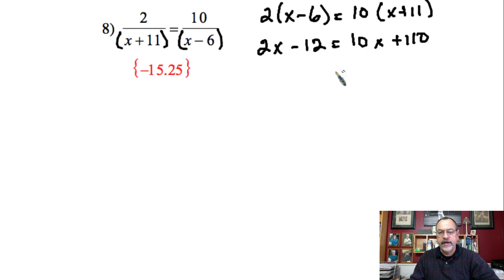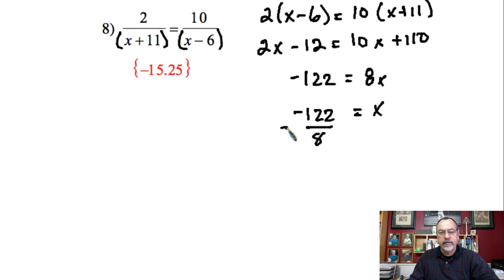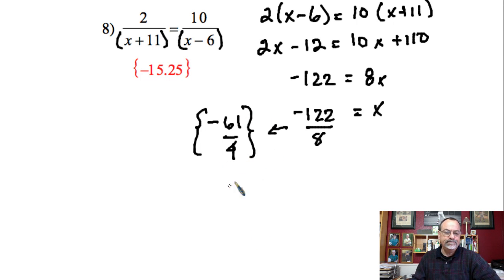And then I'm going to move the x over here so it stays positive. And I'll move this over here as negative 122. Okay, and so x is equal to negative 122 over 8. Both of those are divisible by 2. So that's negative 61 over 4, which is, again, negative 15 1/4. But I want to leave it in fraction form.